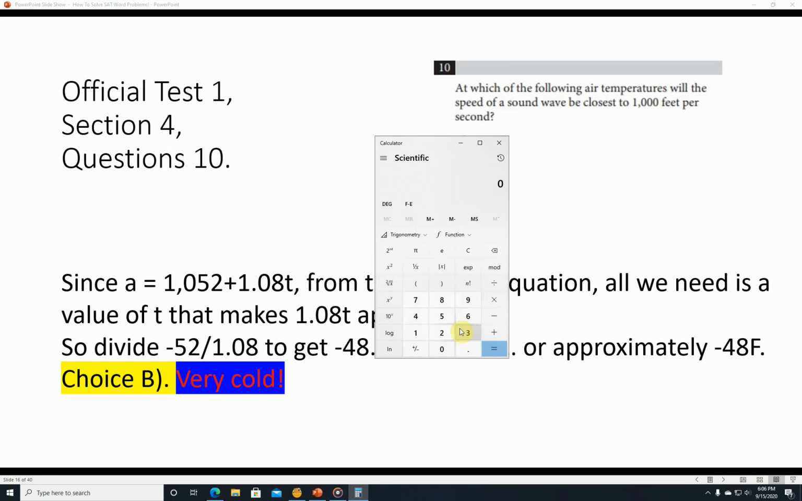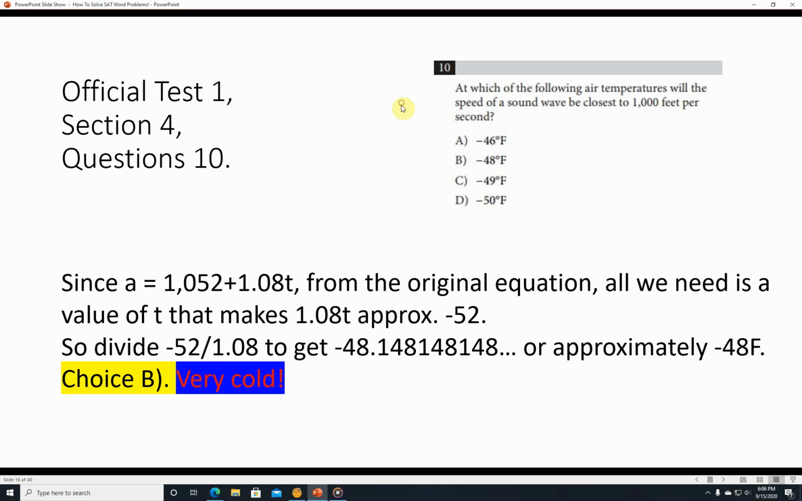All we do is go negative 52, so we'll just subtract 52 from 0, and then we will divide by 1.08. So that's 48.148, 148, 148, so the 148 just keeps repeating, so that's negative 48 degrees Fahrenheit.